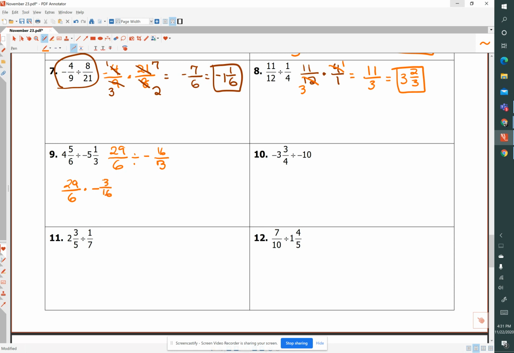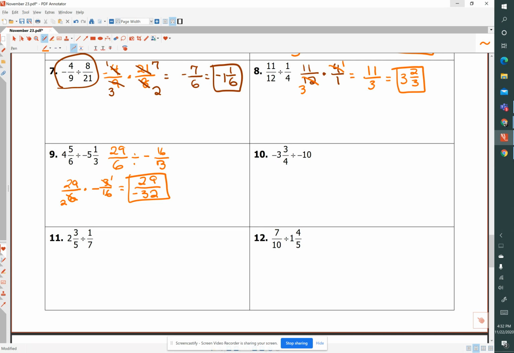And 3 goes into itself 1 time and into 6 2 times. So 29 times 1 is 29. And 16 times 2 is 32. And that cannot be simplified any further. That's a final answer.